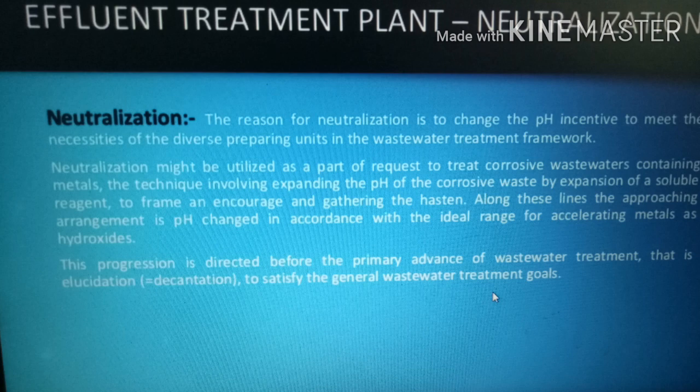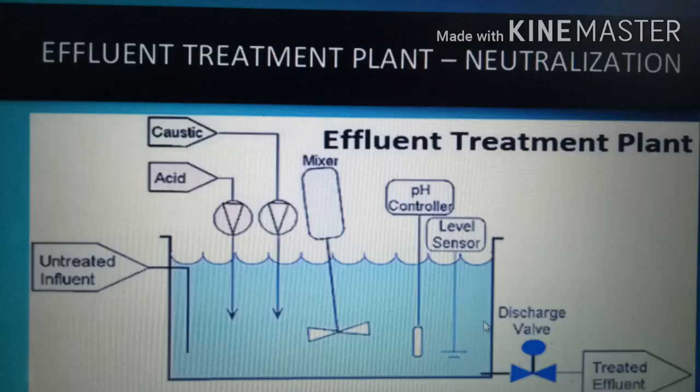Therefore, the incoming solution pH is adjusted to the ideal range for precipitating metals as hydroxides. This step is conducted before the first step of wastewater treatment, that is clarification or decantation, to satisfy the general wastewater treatment goals. So in an ETP, neutralization has the caustic and acid mixer, pH controller, level sensors, and untreated influent and discharge valves, and treated effluent is available in this neutralization structure.